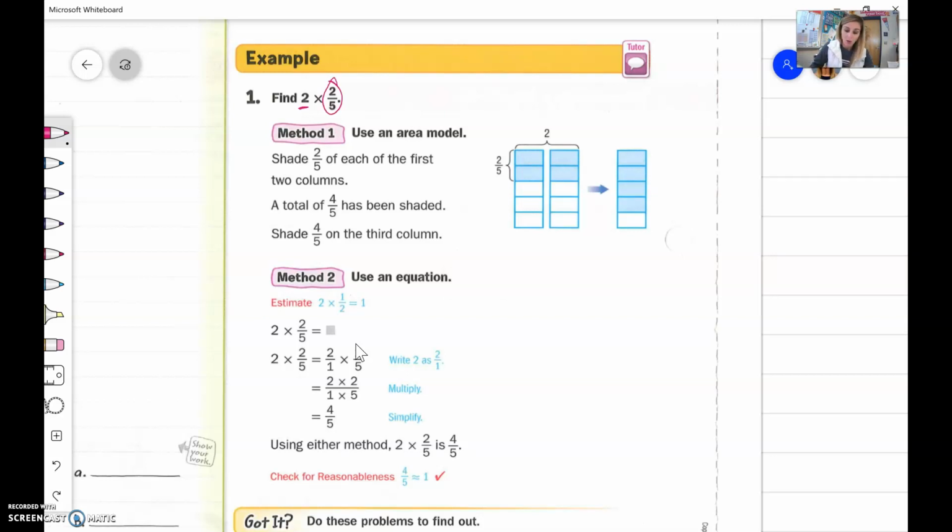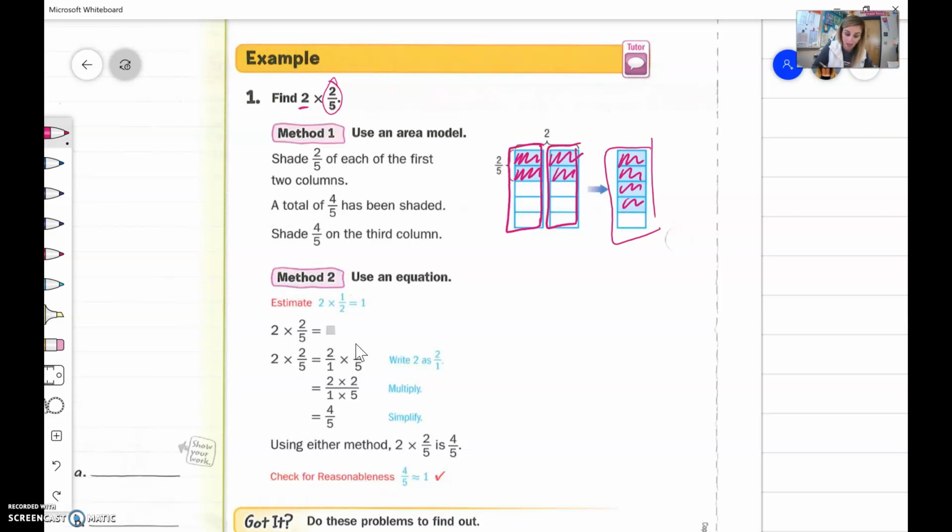So for example, we can use an area model where we can multiply 2 times 2/5. Notice that each of these 2 wholes are divided into fifths. Okay, so there's 1/5, 2/5, there's 1/5, 2/5. When I multiply those together, I'm going to get 4 out of a total of 5, so 4/5. So one way is to use the area model.